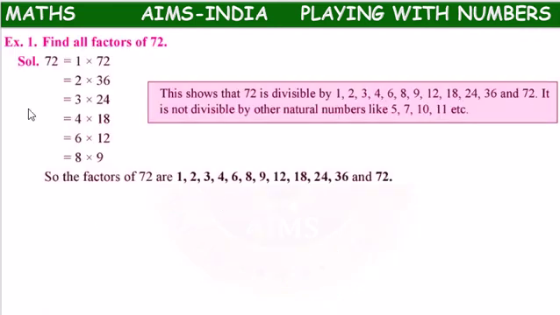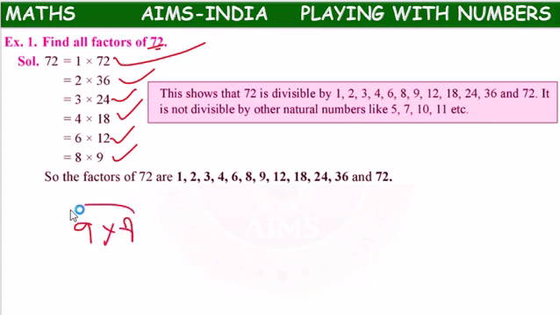Next. Find all the factors of 72. We can write it as 1 into 72, 2 into 36, 3 into 24, 4 into 18, 6 into 12, 8 into 9. After that, 9 into 8 will come, which is repeated.